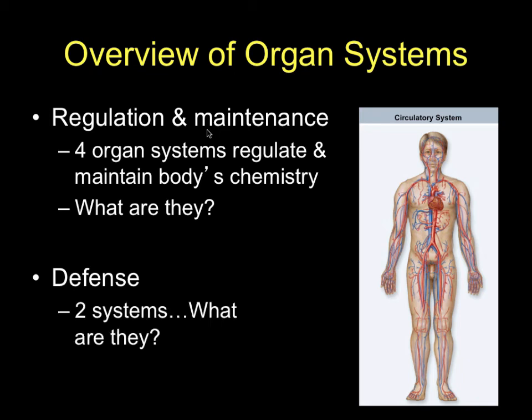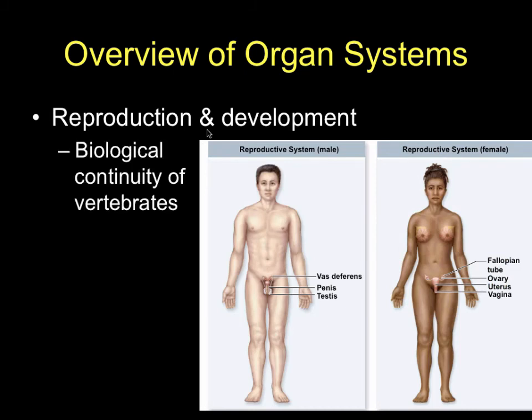If we look at defensive systems, we can think about two systems involved: the immune system and also the integumentary system. The skin is also an organ that's a very instrumental barrier in keeping things out of the body that shouldn't be in the body or things that we don't want in the body. And then finally, we also have reproduction and development, which would be the reproductive system.